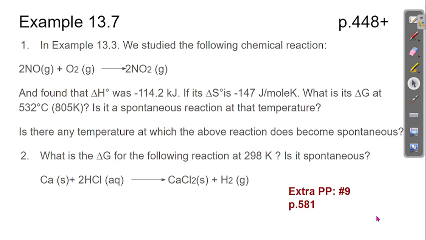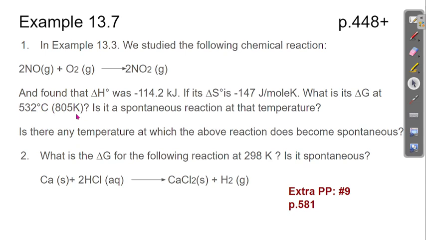Okay. How? Let's look at all of these using a problem. Example 13.7 on page 448. In example 13.3, we studied the following chemical reaction, which is balanced, and found that the change of enthalpy was minus 114.2 kilojoules. If its change of entropy is minus 147, remember that negative means what? Is losing entropy, which is not what the universe wants, okay? And this is joules per mole per Kelvin. What is the change of Gibbs energy at 532 degrees Celsius or 805 Kelvin?